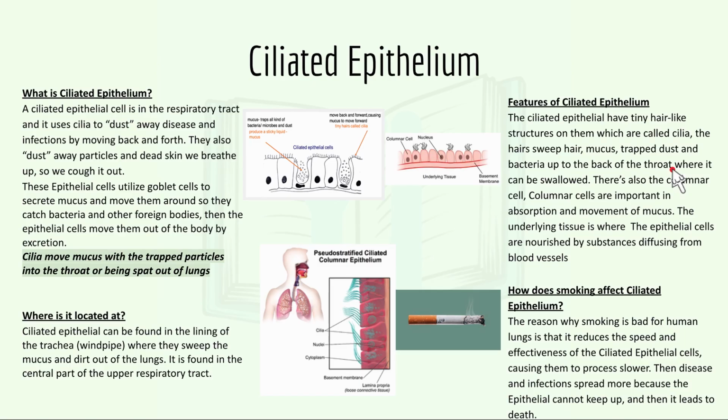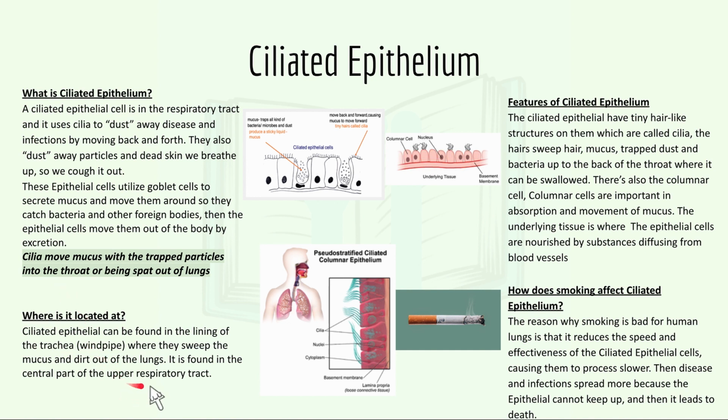And then moving on, we have ciliated epithelium. And what is a ciliated epithelium? It's a cell in the respiratory tract, and it uses cilia to dust away disease and infections by moving back and forth. They also dust away particles and dead skin to be breathed up, so we cough it out. And these cells work with goblet cells, which secrete mucus to catch bacteria and other foreign bodies, and the cells move them out of the body. And one thing to note is that cilia move mucus with the trapped particles into the throat, to be spat out of the lungs, like when you cough or sneeze.